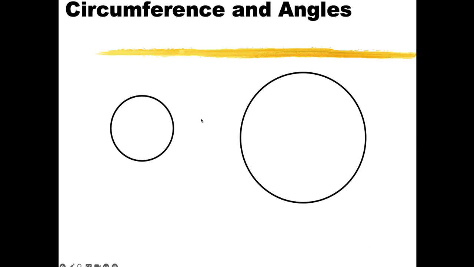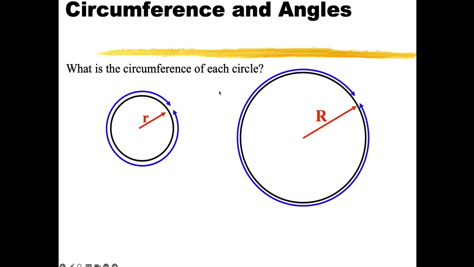So, all right, circumferences and angles. I've got two circles here, different radii. So, what is the circumference of each circle? Well, we have a basic equation that we learned in geometry to calculate that, right? That the circumference is equal to 2 pi times the radius.